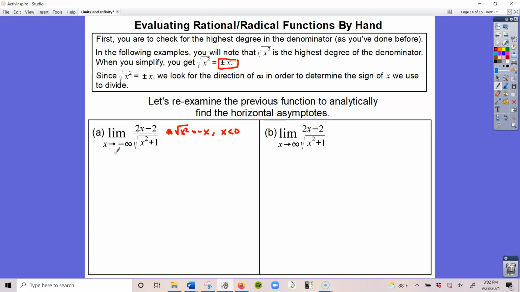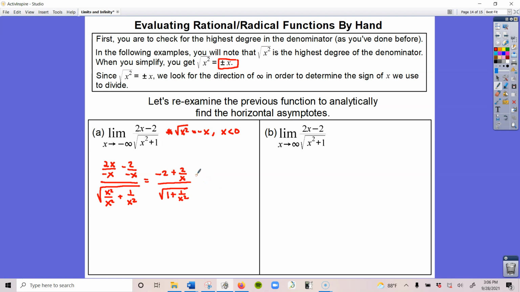So let's work out this kind of problem. We're going to do 2x over negative x minus 2 over negative x, over... Now this is still inside of the square root. So when we're inside the square root, we are going to divide by x squared, because it didn't come out yet, we're still inside, which inside is x squared, plus 1 over x squared. Now we simplify. 2x over negative x is negative 2. Negative 2 over negative x will be plus 2 over x, over the square root of 1 plus 1 over x squared.